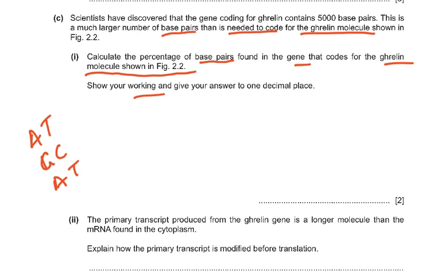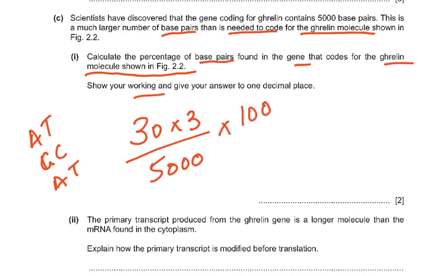Now, why did we do that? It codes for 29 amino acids and a stop codon. So 30 amino acids into 3. 30 into 3 would be how many? Divided by 5,000, into 100. This is equal to 1.8%.